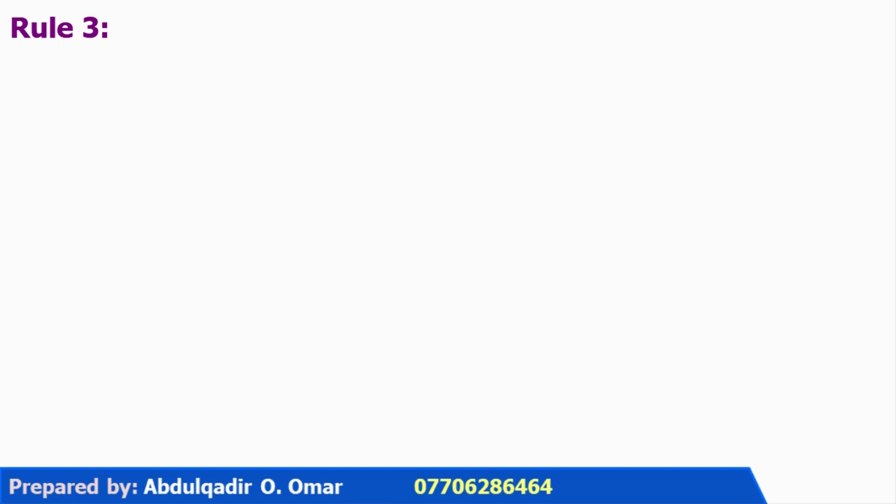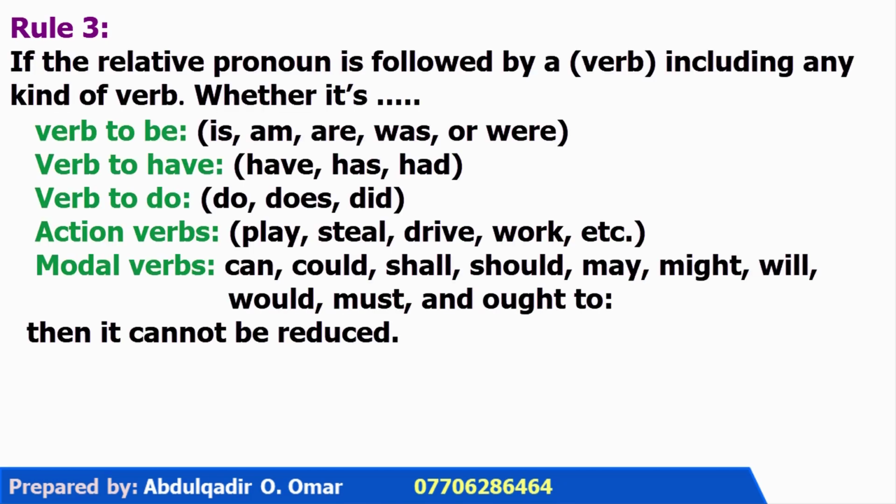Rule number 3, it's about when not to reduce the relative pronoun. Well, if the relative pronoun is followed by a verb, including any kind of verb, whether it's verb to be, verb to have, verb to do, action verb, or modal verb, then it cannot be reduced.